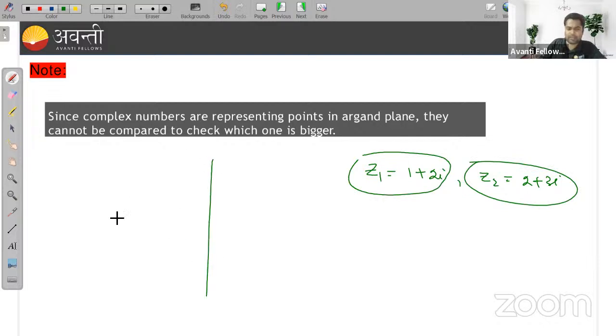You can see here now. Suppose this is my Argand plane and this is my 1, 2. And this is 1, 2, 3.